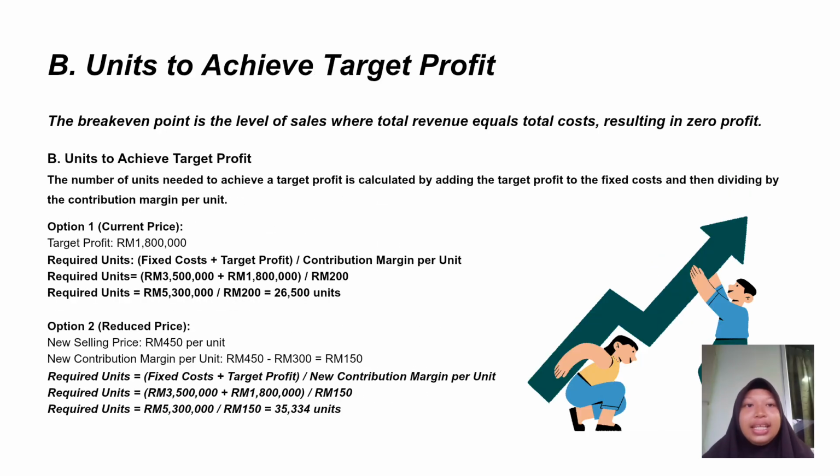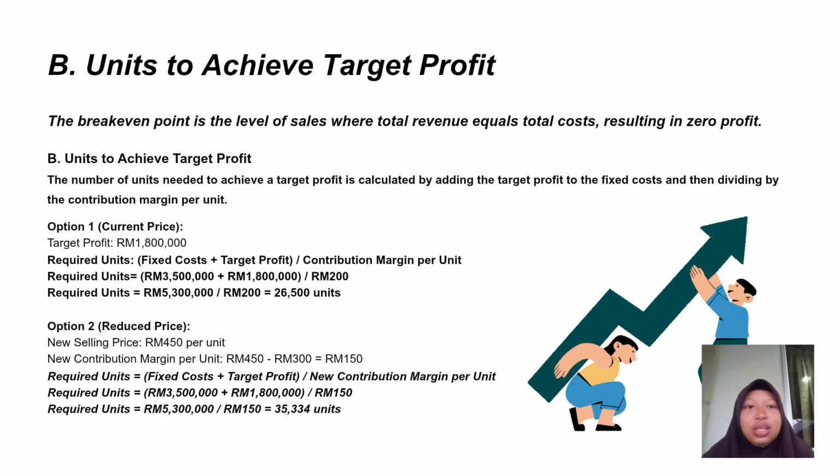Option 1. Maintain the current price of 500 ringgit. This is the more conservative approach. By maintaining the 500 ringgit price, we keep a high contribution margin of 200 ringgit per unit. To achieve our target profit, we only need to sell 26,500 units. This option allows us to maintain a strong profit margin and preserve the Atra processor image as a premium product in the market.